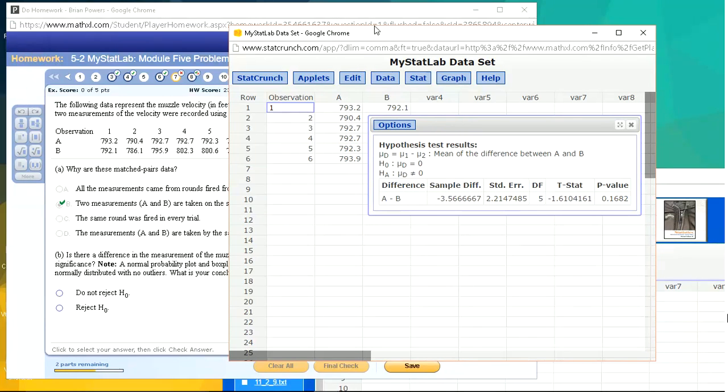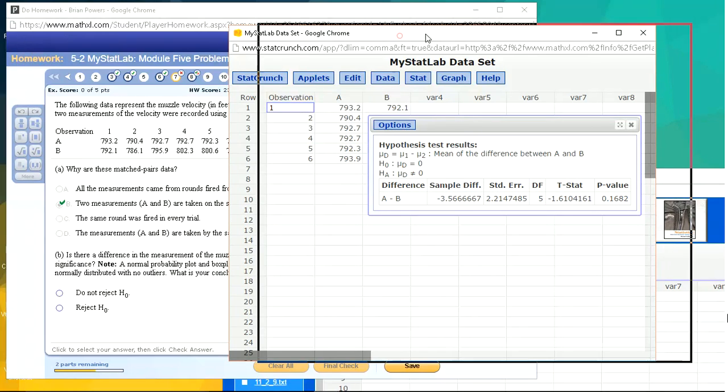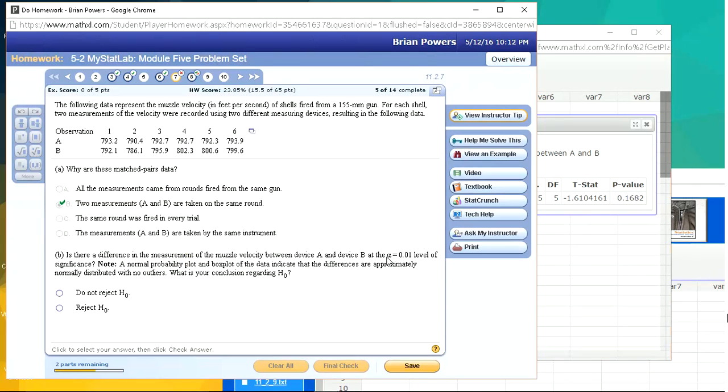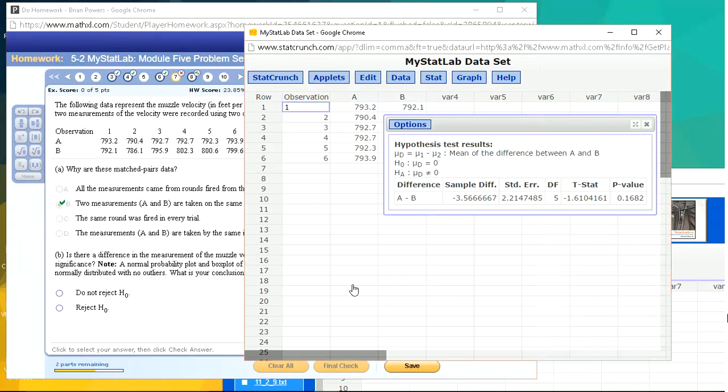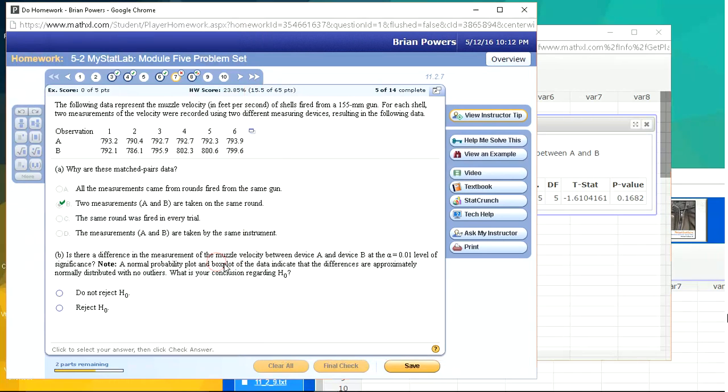And we got our data. We have a p-value of 0.1682. If we look back at this test, it says to use an alpha level of 0.01. So this p-value was much, much higher than 0.01. That means there's really not a lot of evidence to support the alternative. The data collected leads us to believe that the null hypothesis is probably true. So we do not reject the null.